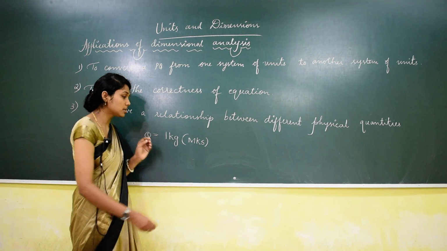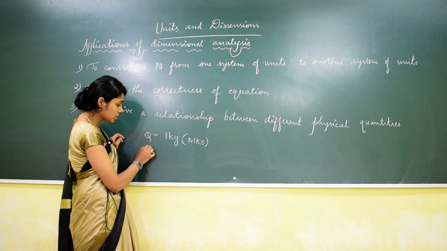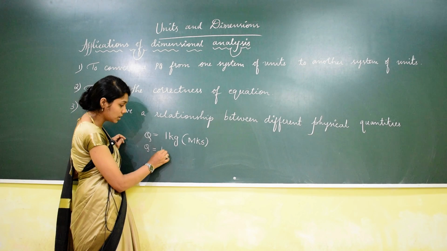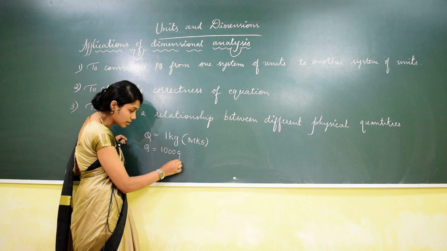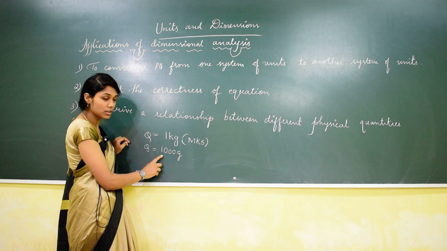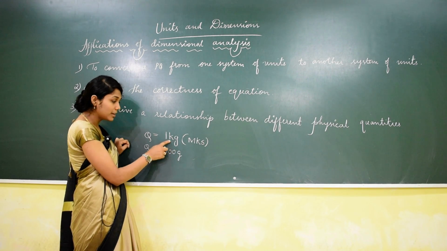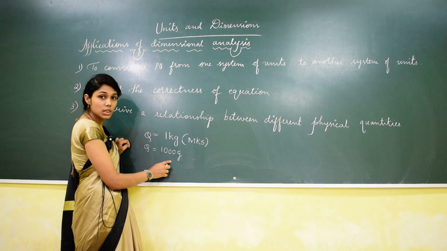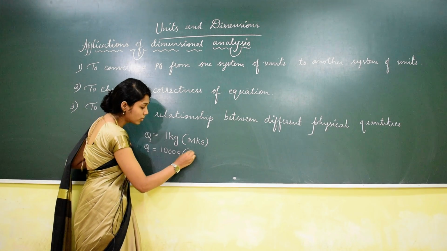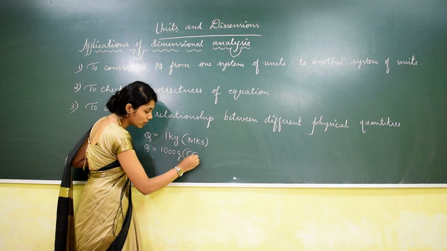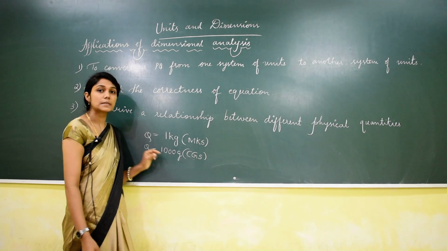If I say I am measuring in CGS system, then here I have to write that quantity is equal to 1000 gram. If I know 1 kg is equal to 1000 gram, then I can write in CGS unit. So this is what we say CGS unit or CGS system.